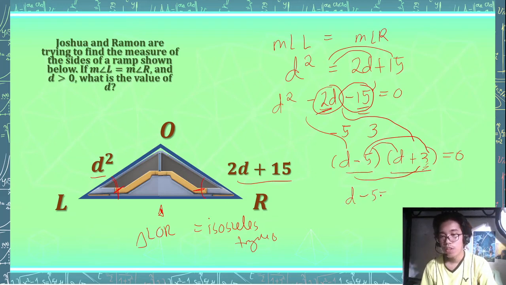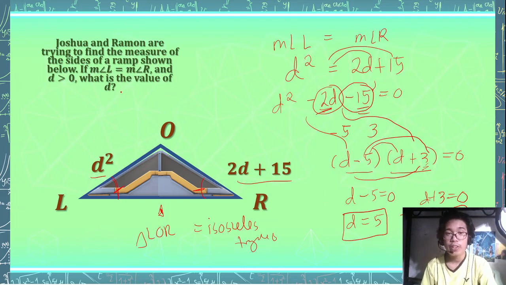So d minus 5 is equal to 0, and d plus 3 is equal to 0. If we transfer 5 to the other side, d will be equal to 5, and the other value will be equal to negative 3. But since this figure is a ramp, and in the real world there are no negative values, we cannot take the value of negative 3. So d must be equal to 5.